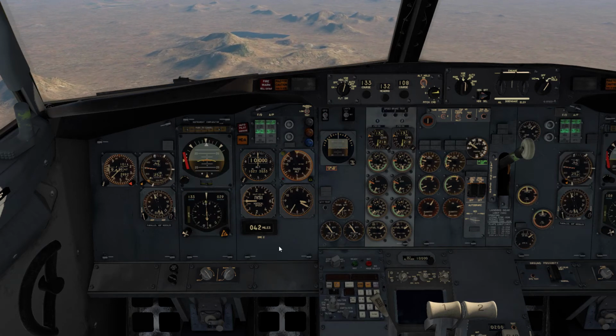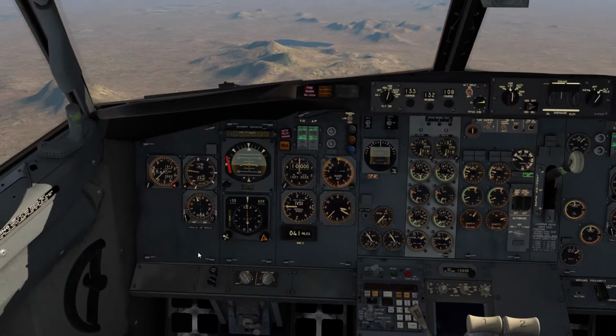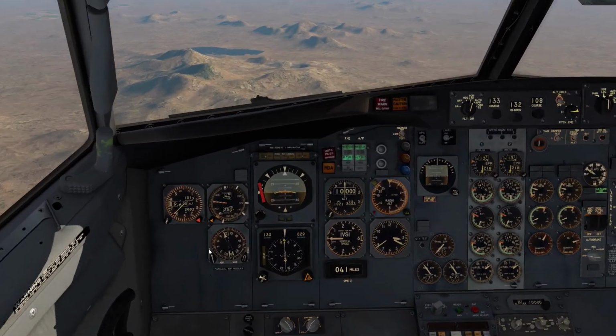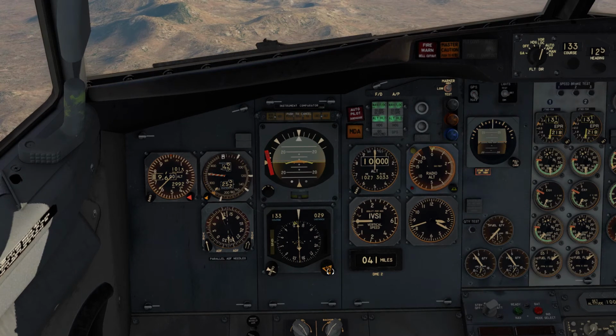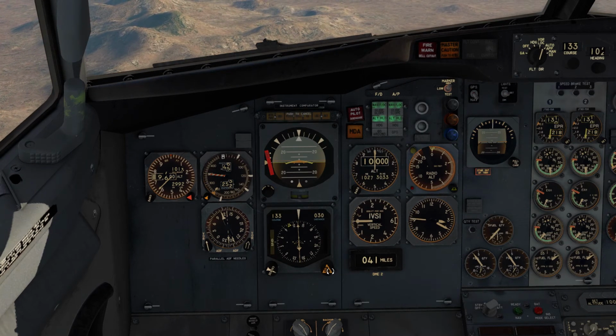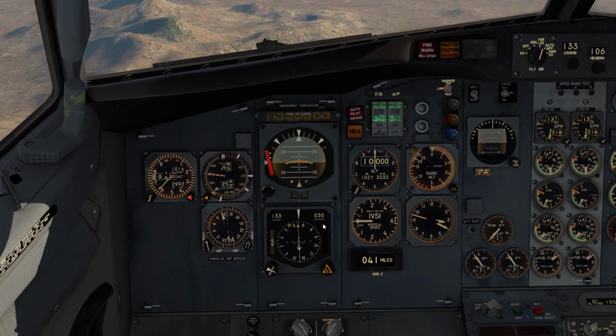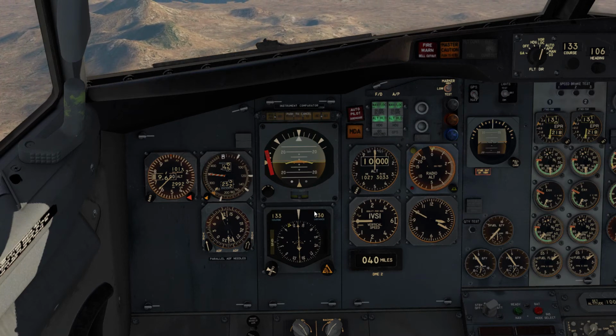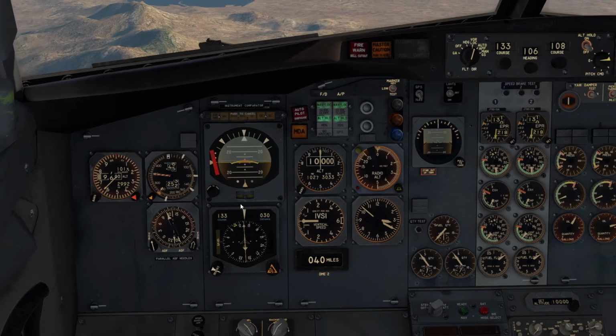And we know that we're going to track the 108 inbound. So as I get close to my DME of 37, I'm going to go ahead and put the heading bug over to 108 as a reminder that when I reach 37 miles, I need to turn left.